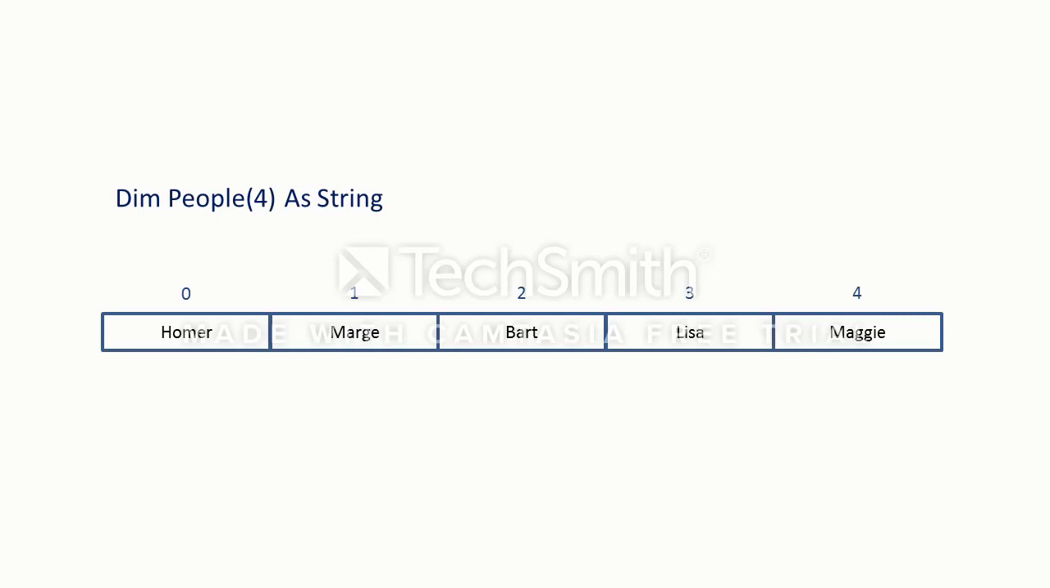To declare an array, for example in Visual Basic, you need to specify its name, its data type, and the size. That is, how many elements it will have. To declare an array of 5 elements, you need to specify a size of 4 because the elements are numbered from 0. Arrays are said to be zero-based.